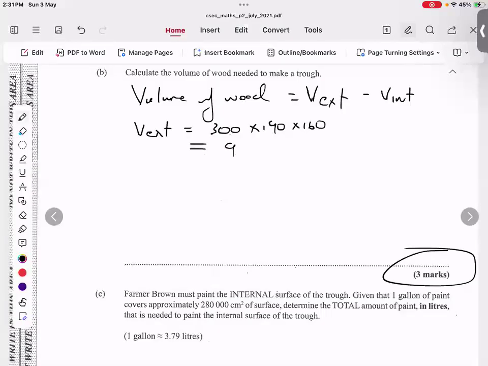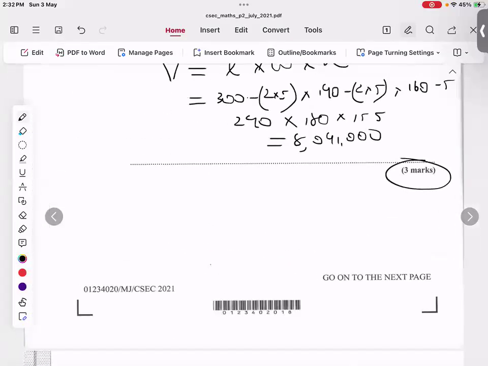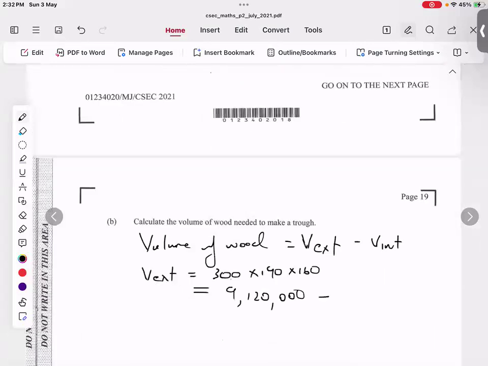And what did Antoine get? I'm seeing it in the chat. 9,120,000. Right? And now we already have the volume of the internal, because we got the answer up here, 8,091,000. So if you subtract the volume of the internal from the volume of the external, you'll get the volume of the space left between them. How much did you get?